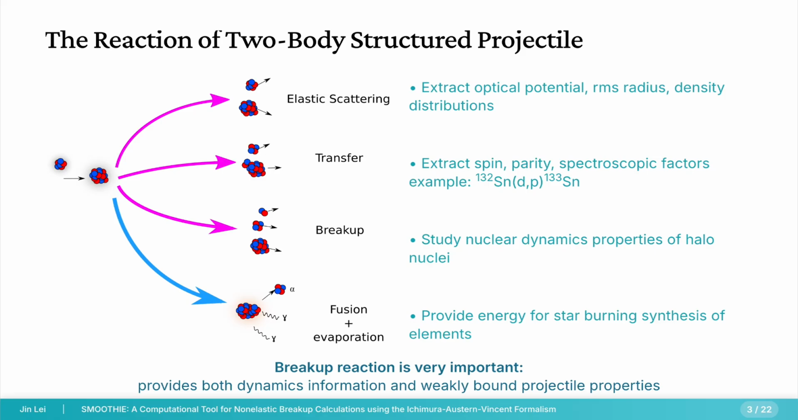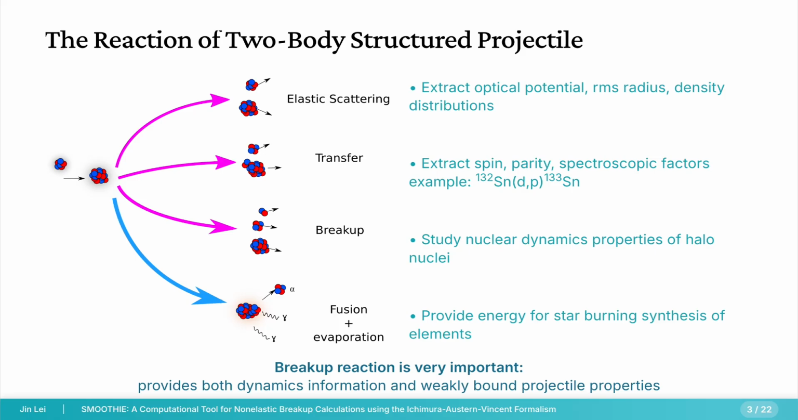On the next slide, we discuss reactions involving a cluster-structured projectile, such as a halo nucleus or lithium-6, modeled as an alpha core plus a deuteron cluster. When such a projectile collides with a heavy target, multiple direct reaction channels can open within a very short interaction time. Elastic scattering is one possibility, which we use to extract optical potentials, root mean square radii, and density distributions. Nucleon transfer is another, providing insights into spins, parities, and spectroscopic factors.